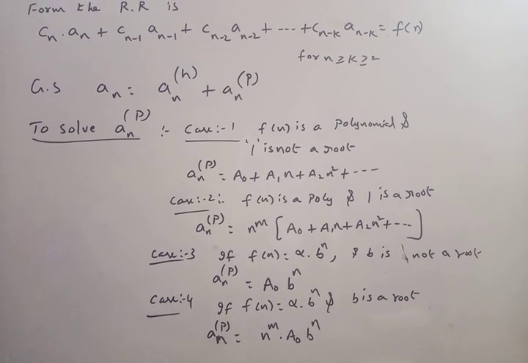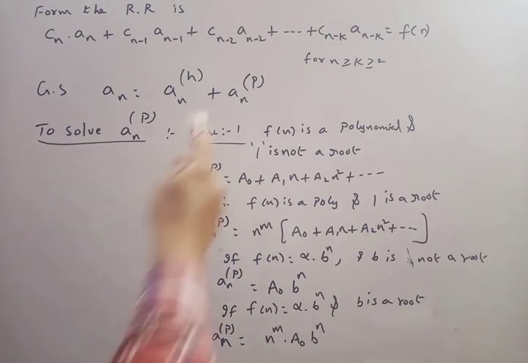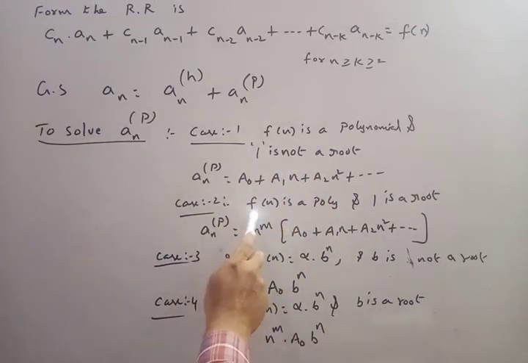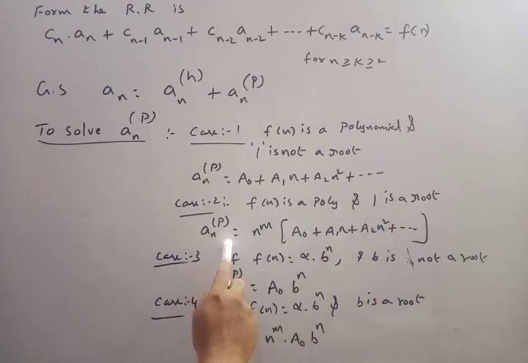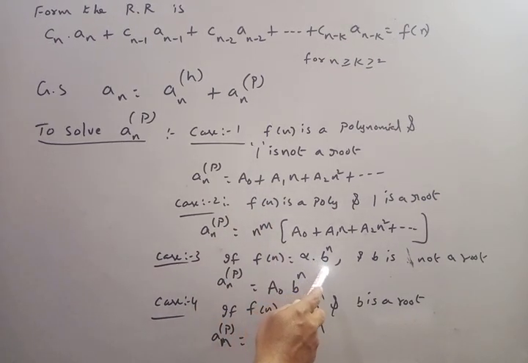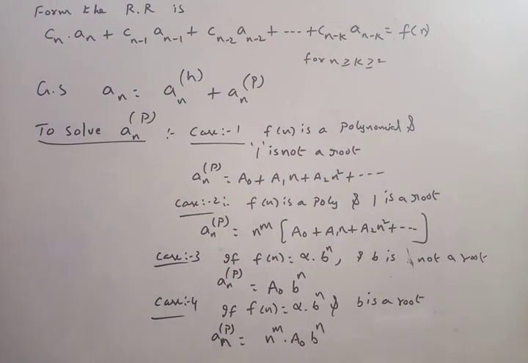Whatever the previous question paper problems are there, from those we'll try to solve. Case 1, f of n is a polynomial and 1 is not a root, we have to use this one. Case 2, f of n is a polynomial and 1 is a root, we have to multiply by n^m. Then if it is alpha into b^n and b is not a root, a_0 b^n. If b is a root, n^m into a_0 b^n. Understand? So quickly we solve one problem, then you will understand how to solve when the right hand side f of n term is given.